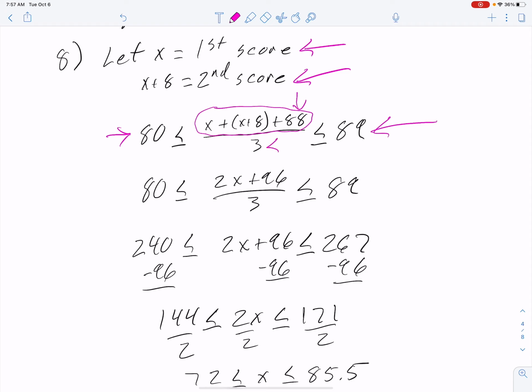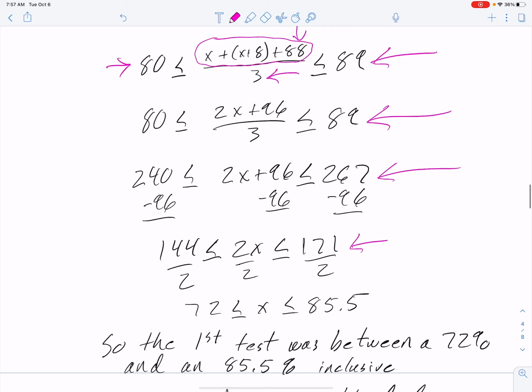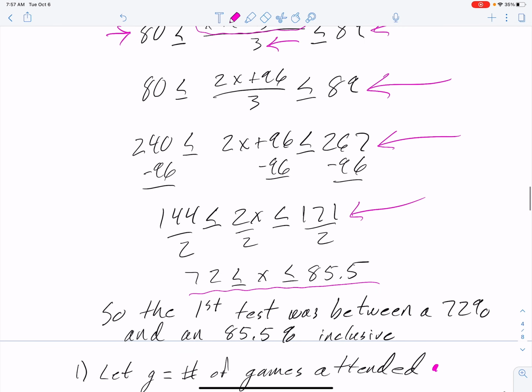scores divided by the number of scores, combine like terms, start solving by subtracting 96 from both sides, divide by 2 on both sides, and end up with 72 is less than or equal to x is less than or equal to 85.5. So the first test score must have been somewhere between a 72 and an 85.5. We can't say for certain where it was, just that it must have been somewhere in between.